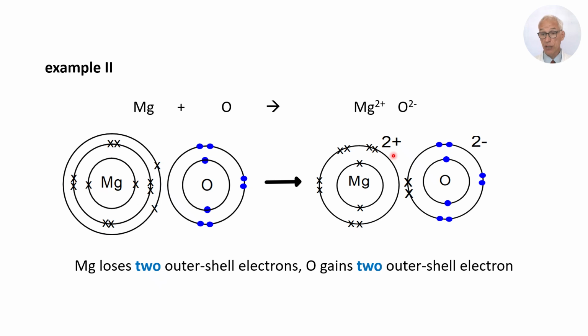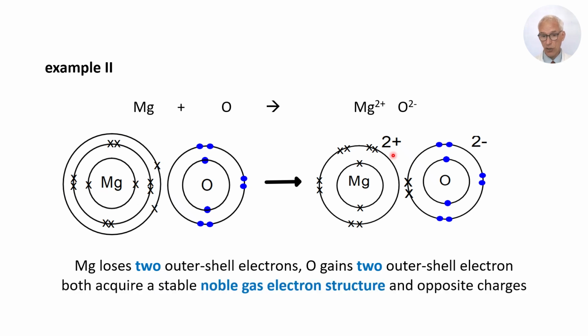Notice the magnesium has become a 2+ ion. It's lost 2 electrons. Both outer shell electrons have been lost, so it becomes a 2 positive ion. The oxygen atom, neutral, gains 2 electrons, so it becomes 2 negative. What holds them together is, of course, strong electrostatic attractions, the ionic bond.